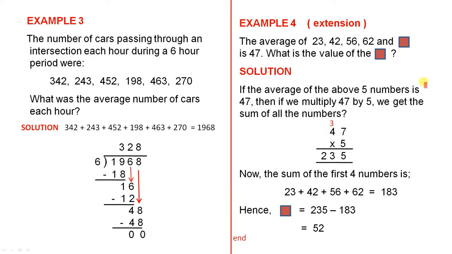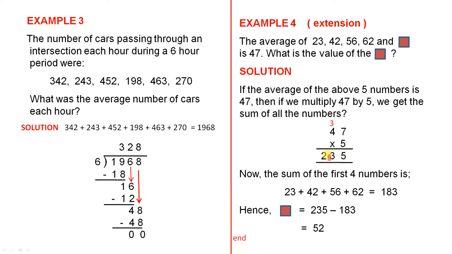So if the average of the above 5 numbers is 47, then if we multiply 47 by 5, we get the sum of all the numbers. So if we multiply 47 by 5, we get 235, and that's the sum of all the numbers. Now, the sum of the first 4 numbers is, so here are the first 4 numbers we were given. If we add those 4 up, we get 183.